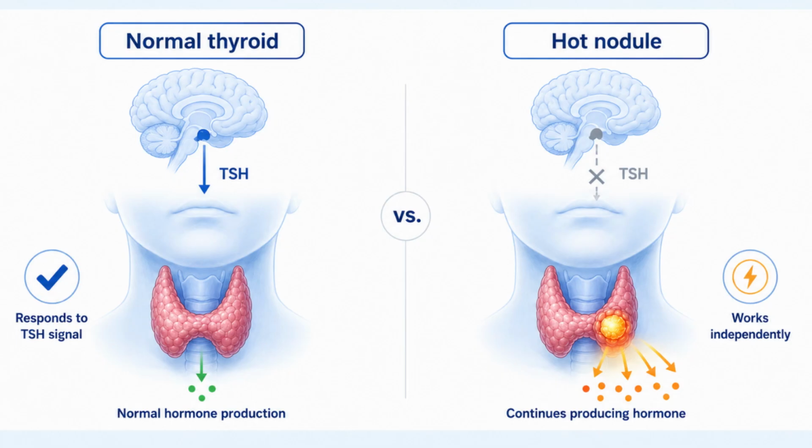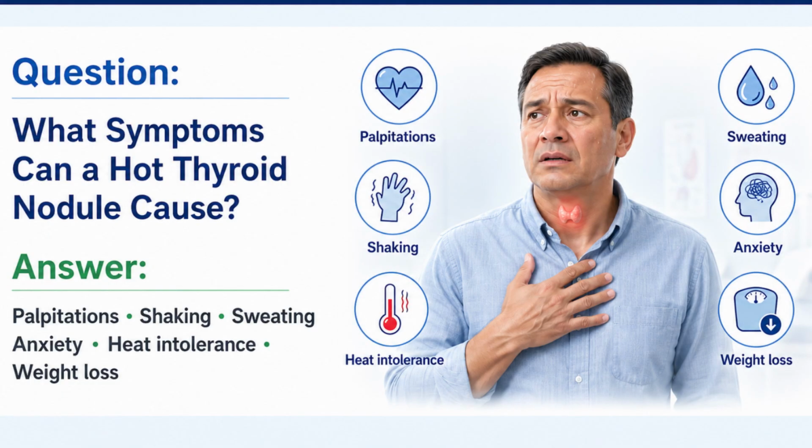Normally, the thyroid produces hormone according to signals from the brain. In a hot or autonomous thyroid nodule, one group of thyroid cells begins working independently. The nodule continues producing thyroid hormone even when the body is signaling the thyroid to slow down. A small hot nodule may not initially cause any symptoms, but if it becomes larger or more active, it may produce too much thyroid hormone. This can cause palpitations, shaking, sweating, anxiety, heat intolerance, or unexplained weight loss.